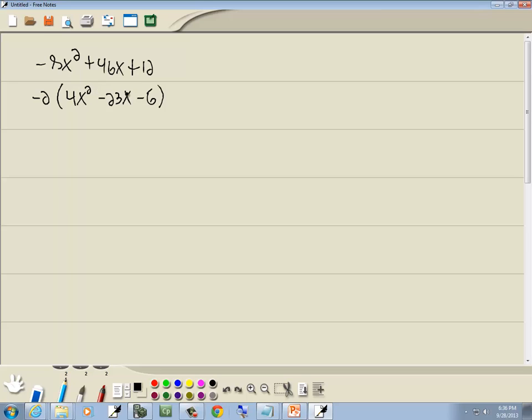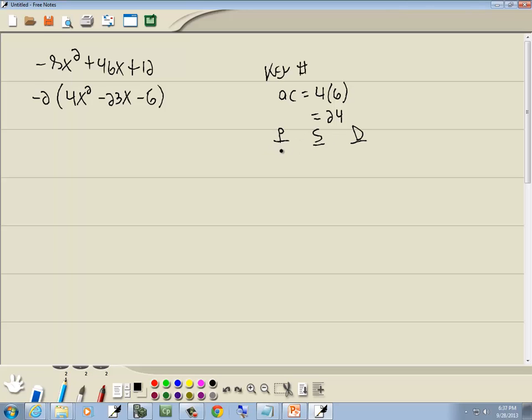Now, if we look at what's inside the parentheses here, we've got x squared, x, and a number, and there's a number in front of the x squared. That's the key number. So we're going to take the number at the beginning times the number at the end, ignoring signs. We've got 4 times 6, which gives us 24. And we'll come up with our 3 columns.